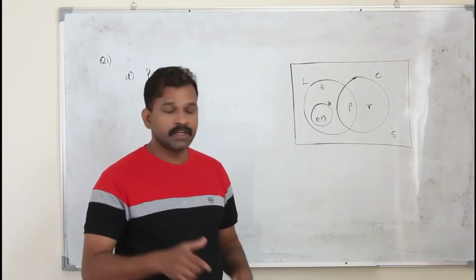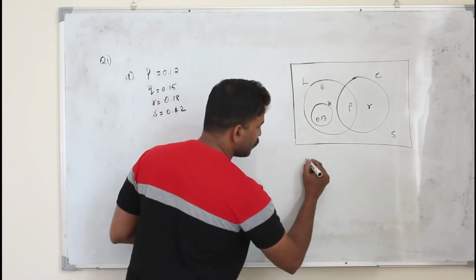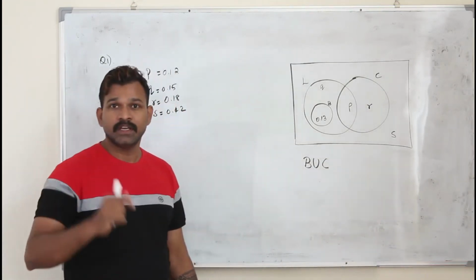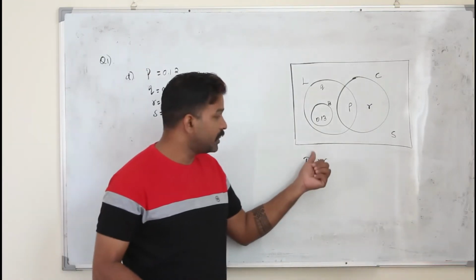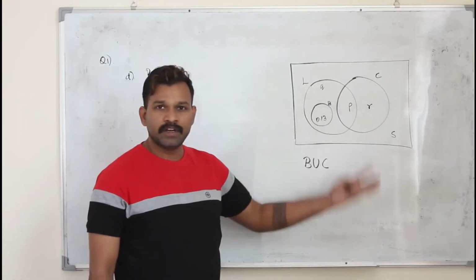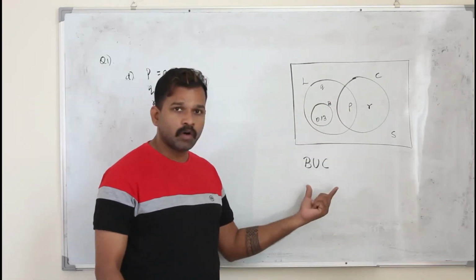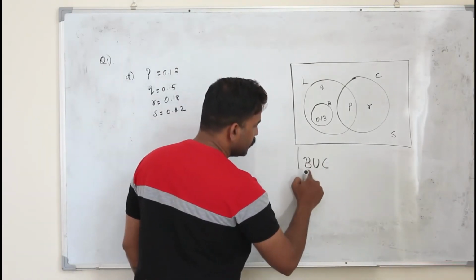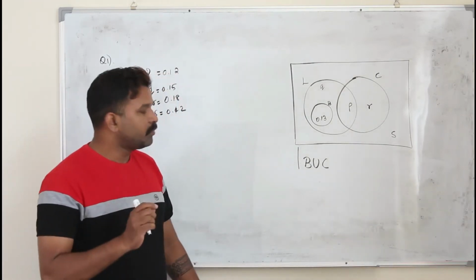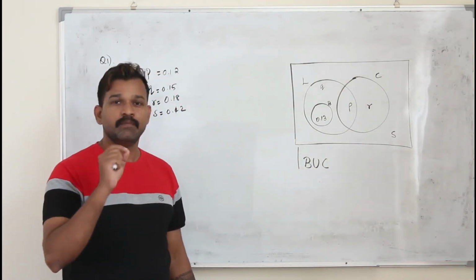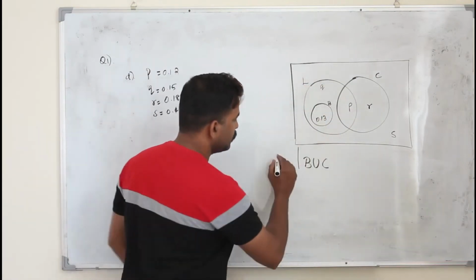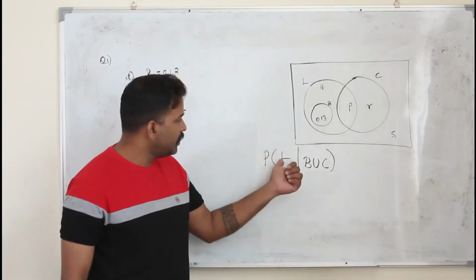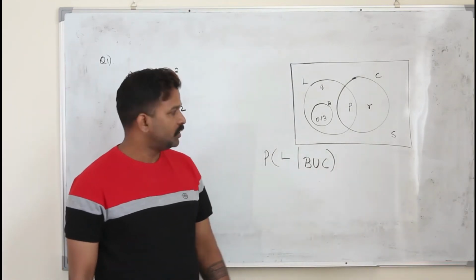So if you read the question carefully, it says a student is selected from B or C. It says B or C. If it says B and C, you have to put intersection. In this case, there is no intersection. So the question says or, so we take B union C. That's the condition. A student is selected from this group. And find the probability that the student has instrumental music lessons, which is L, right? So this is what basically they want you to find. L given B union C.